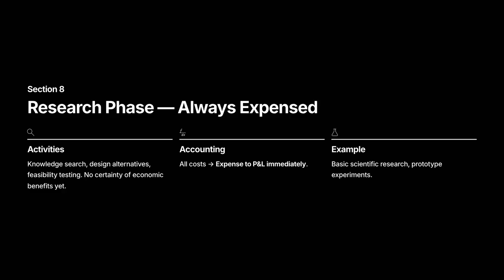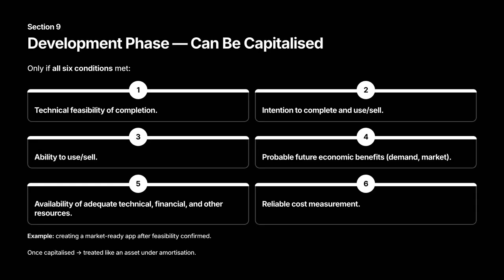Example: a biotech company experimenting with several chemical compounds before finding a potential drug. All those costs are expensed immediately because there's no assurance that any compound will work.